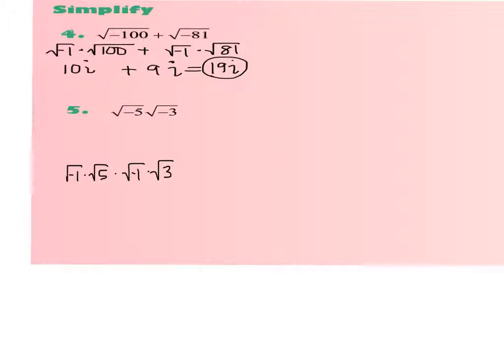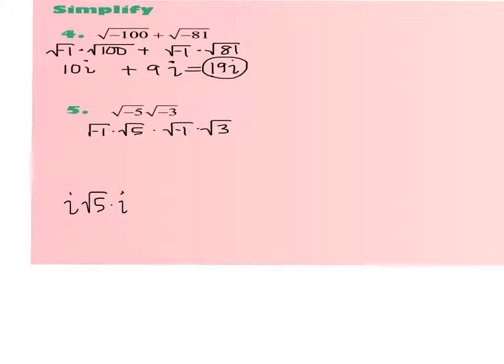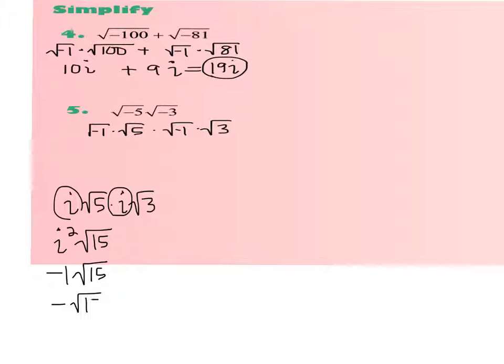So we know by definition the square root of negative 1 is an imaginary number i. So we have i times root 5 times i times root 3. Well, i times i is i squared, and then root 5 times root 3 is root 15. And then we learned by definition on the first slide that i squared is the same as negative 1. So we have negative 1 root 15, or negative root 15.